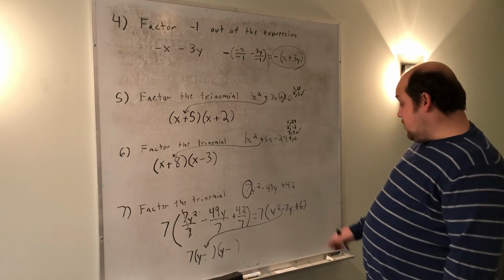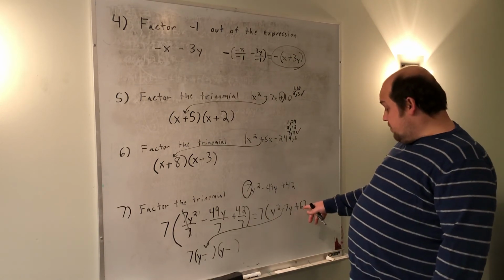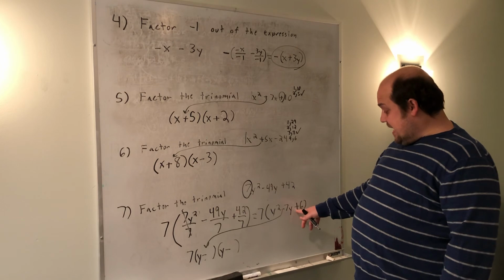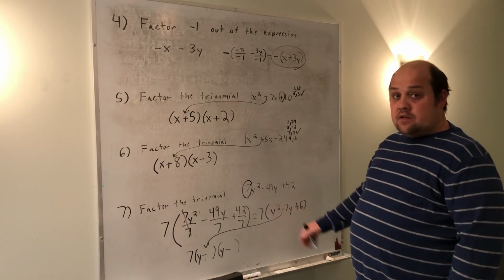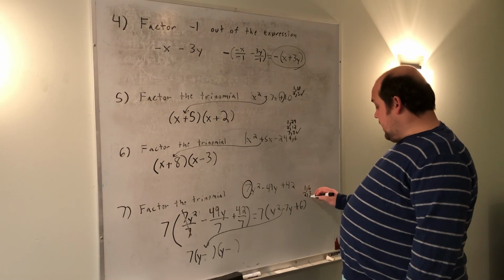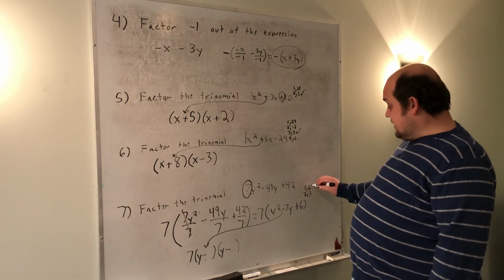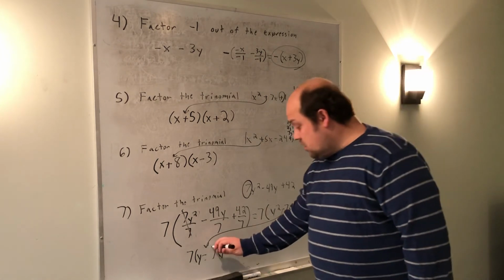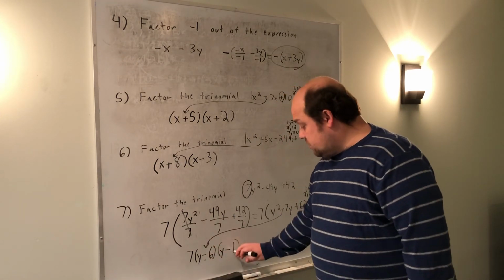I now read the equation as I'm looking for 2 numbers that multiply to 6 and add to 7. The ways to multiply to 6 are 1, 6, 2, 3. 1 plus 6 is 7, so that is what I want. Larger number first, smaller number second.